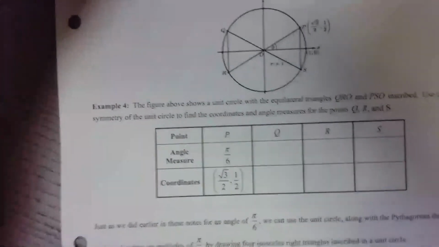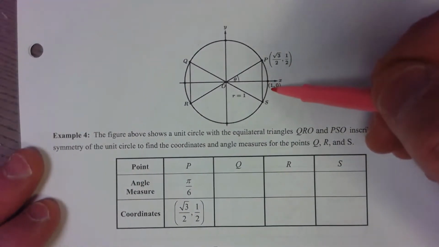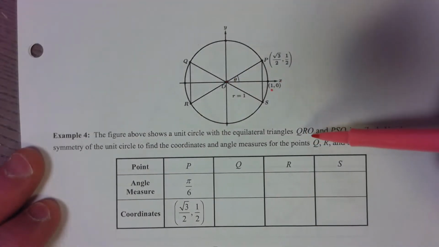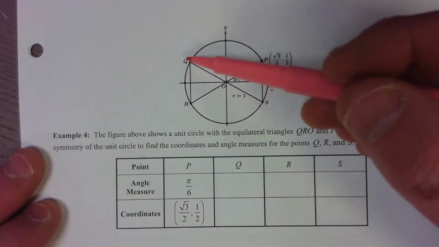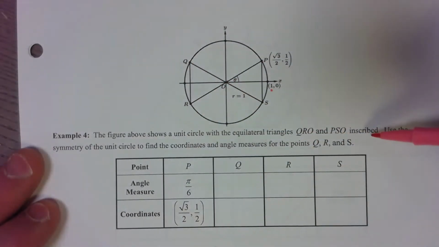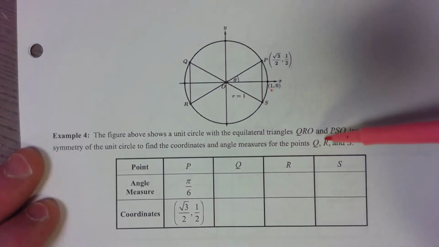So here, for example, number 4, the figure shows a unit circle, radius of 1, centered on the origin. That's a unit circle. And we've got triangles QRO and PSO, inscribed, meaning the vertices are on the circle. Use the symmetry of the unit circle to find the coordinates and measures for the points Q, R, and S.